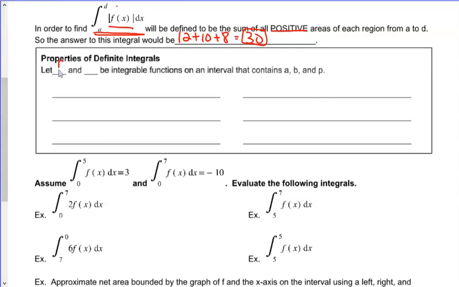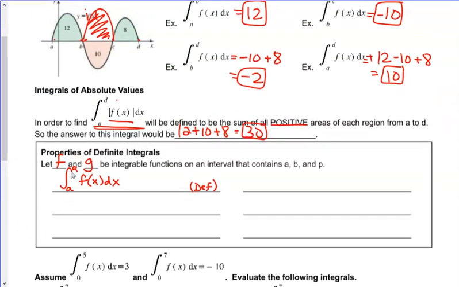All right, so we're going to let f and g be integrable functions on the interval that contains a, b, and p. So I'm going to talk about the integral from a to a of f of x dx. Now this is just a definition that I have, but it should make sense. Go back up to this graph. If I want to go from a to a, what should be the area under the curve if I start at a point and I end at that same point? Well, there is no area. There's nothing there to account for the area under the curve. So that is defined to be 0. Any integral from a point to itself of any function is going to be 0.